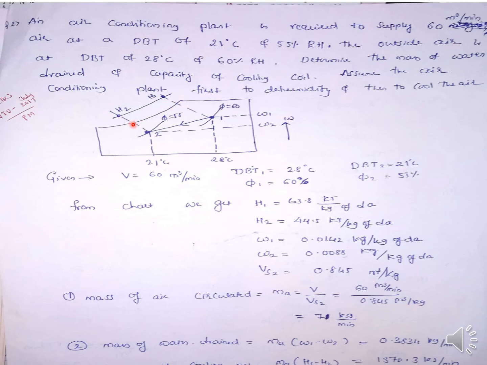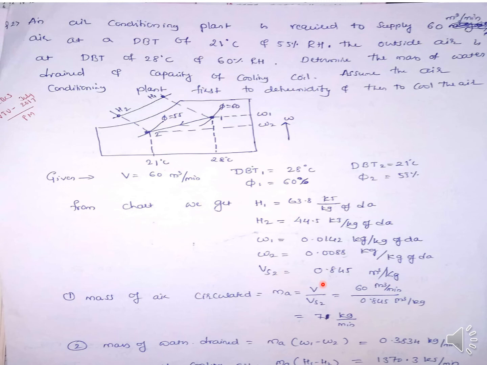As I said in the first problem, draw the perpendicular line which cuts point 2. Draw the perpendicular line to this enthalpy line which cuts point 1. You will get H1, H2. Similarly, draw the horizontal lines with respect to point 2 and point 1 which cut the y-axis. Note down W1, W2, VS2 also, right?